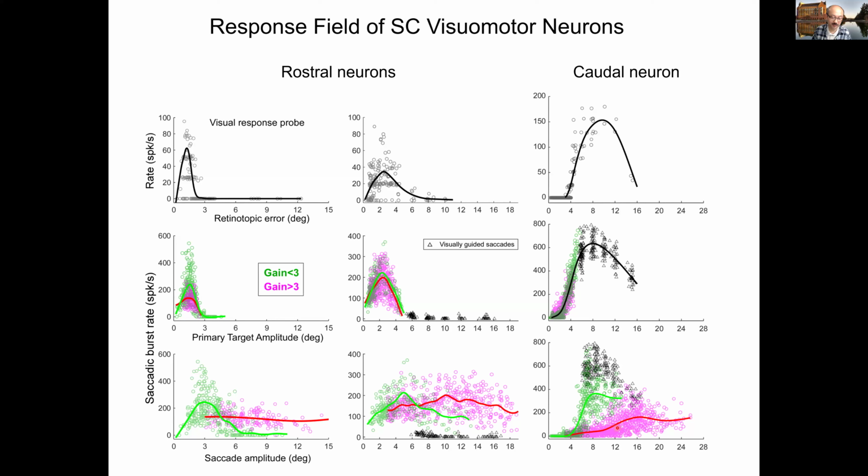Basically, this is the caudal neuron, right? So for the high gain saccade, the activity is slowly increasing as the saccade gets larger and larger. Yeah, this is beautiful. Thank you so much.